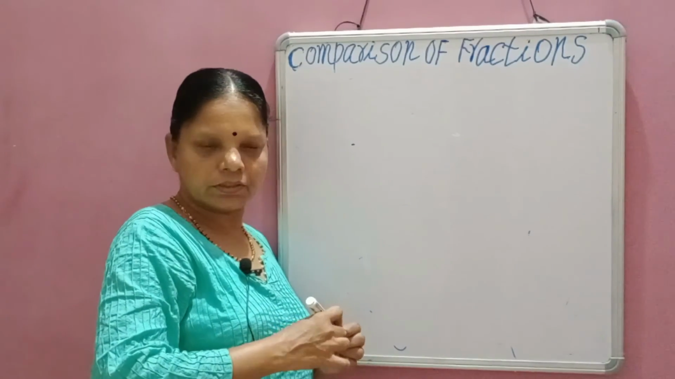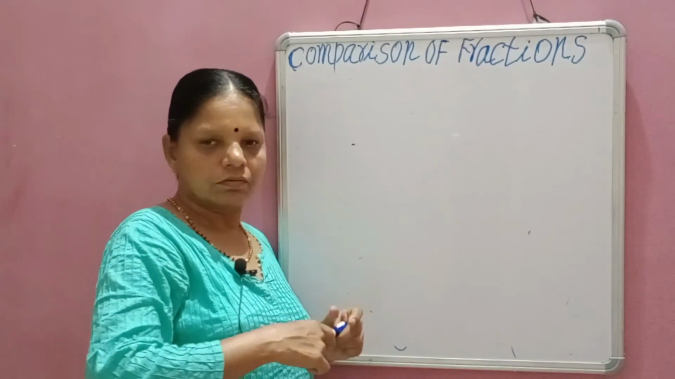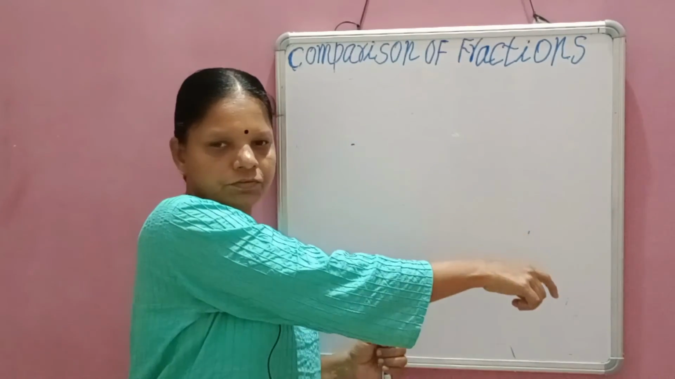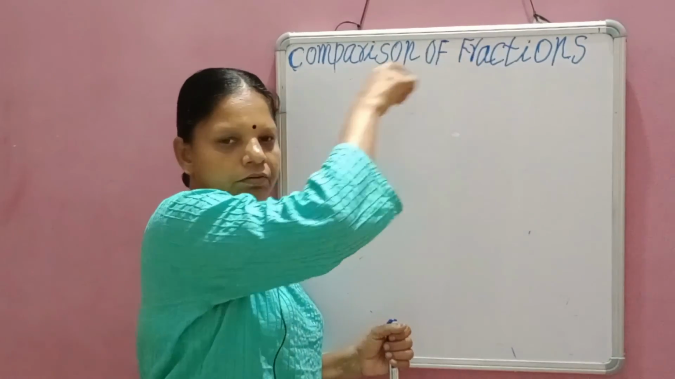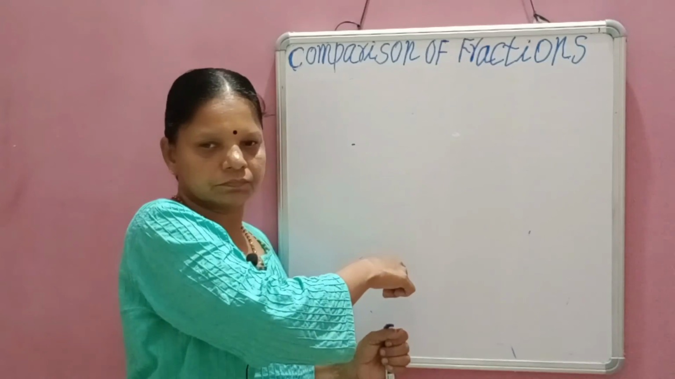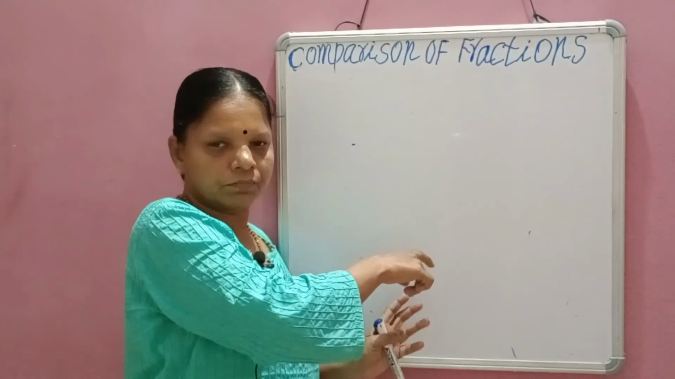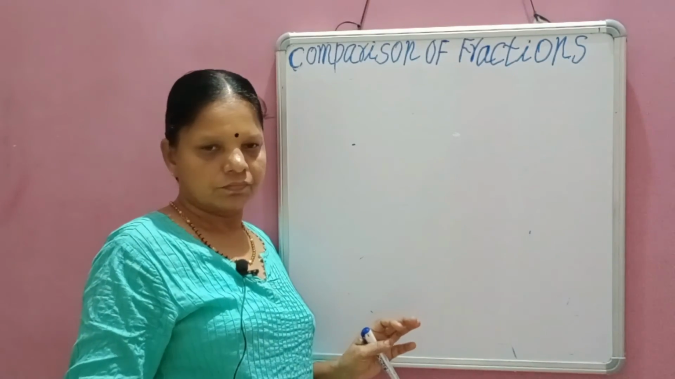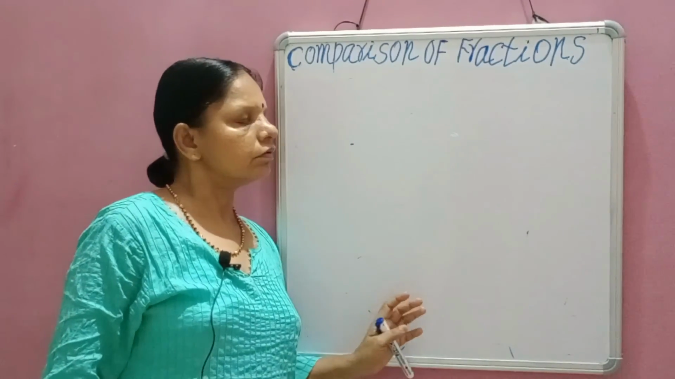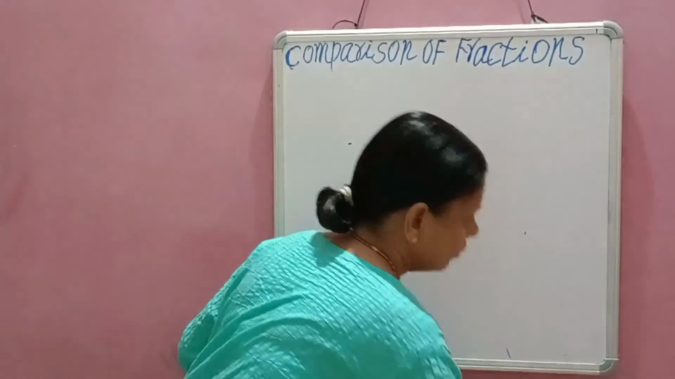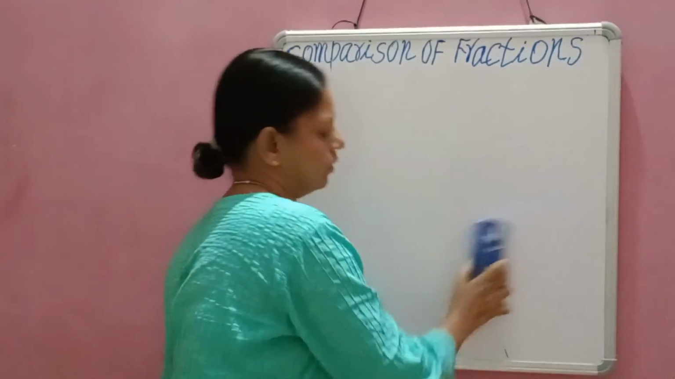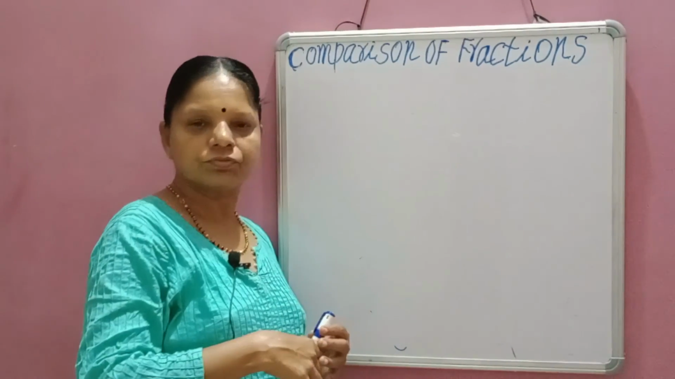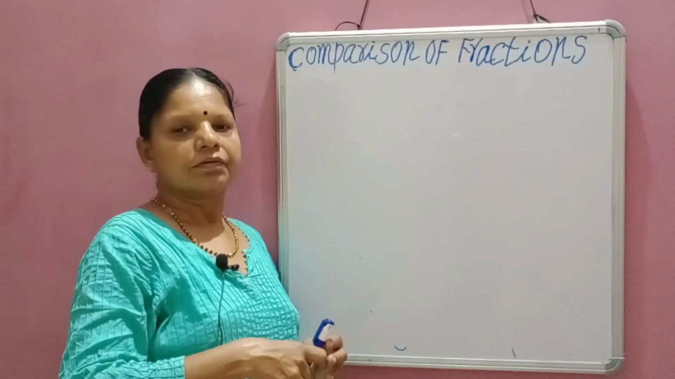What is the main method? General method: find the first cross product, numerator into denominator of the second, and numerator of the second into denominator of the first. This is obtained by equalizing the denominator only. Clear? These are the various ways of comparing any two fractions. So that is the end of today's lesson.